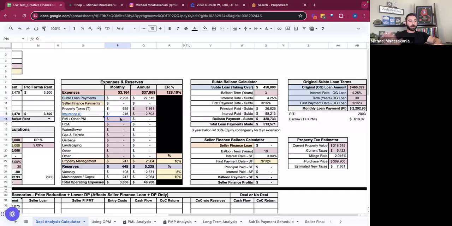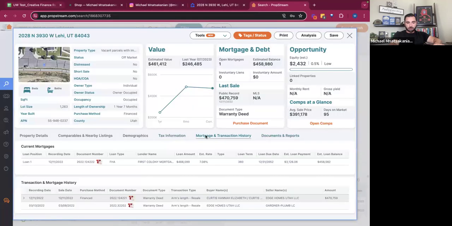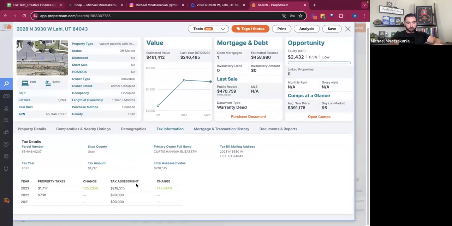Okay. We're not going to get into the weeds about PMI right now. So let's see if this has any tax information for us. See, the thing is, in 2023, the taxes were super low because they are assessing it at a very low amount. That could be because they have a homestead exemption.